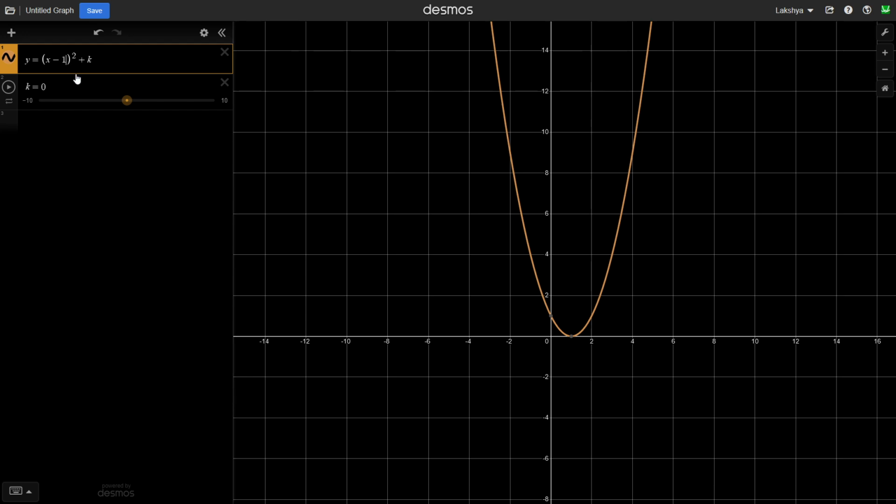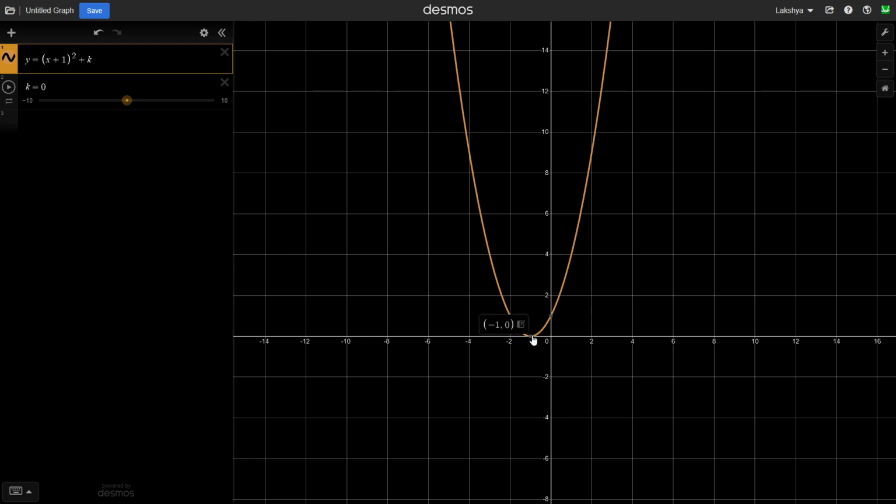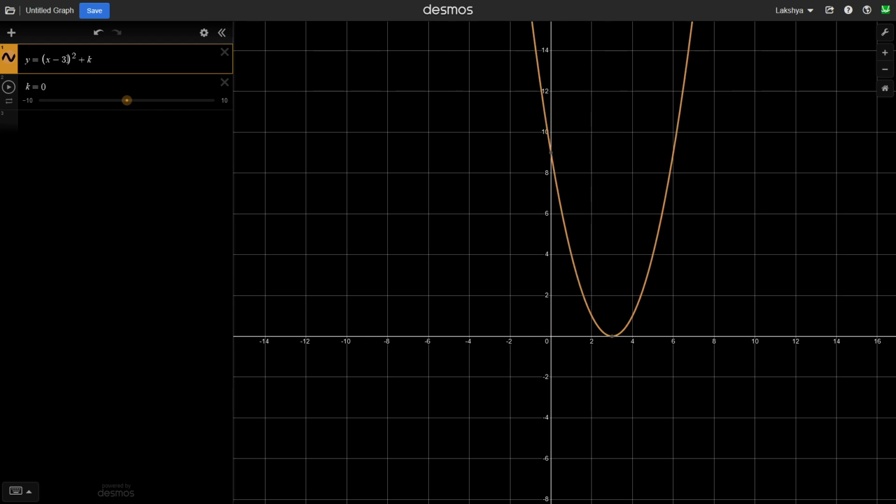So if we wanted to, say, add 1 inside the x, you'd probably expect it to be the complete opposite. We'd go left 1 unit. So now we're at (-1, 0), where we'd normally be at (0, 0). So depending on whether you're adding or subtracting inside, you either go left or right, which I have a Google Slides that shows this more clearly. But let's say we wanted to subtract 3. Now we're going 3 to the right, because we're subtracting 3.